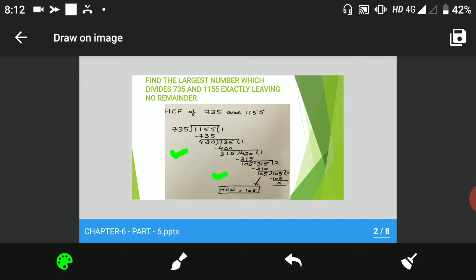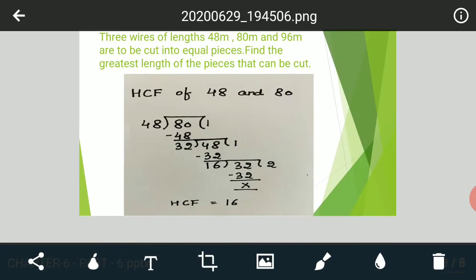Now 315 will become the new dividend. It will come inside. Now 105 twos are 210. So 210 will come here. Now when I subtract it, I get 105 again. So 105, which was the previous divisor, now becomes the new dividend. It will come inside. Now 105 ones are 105. So the HCF will be 105. Clear?